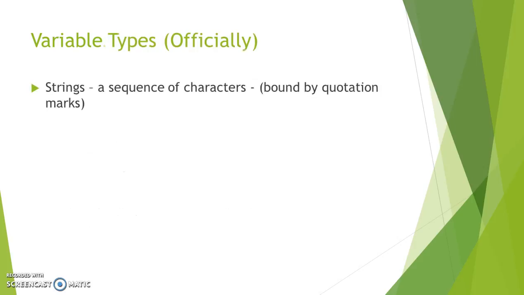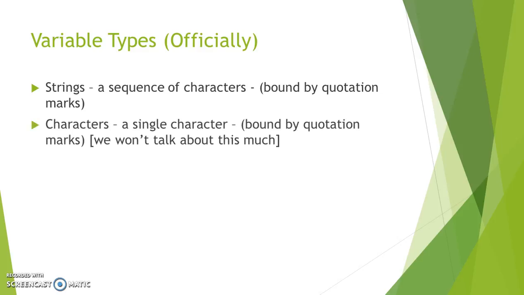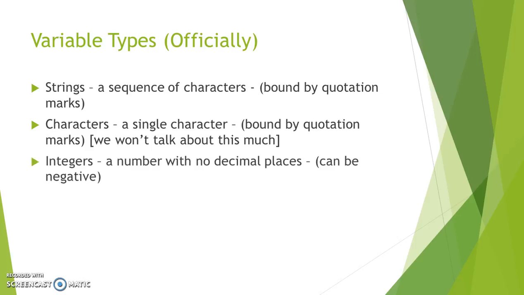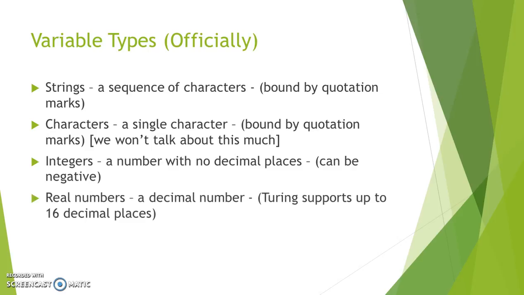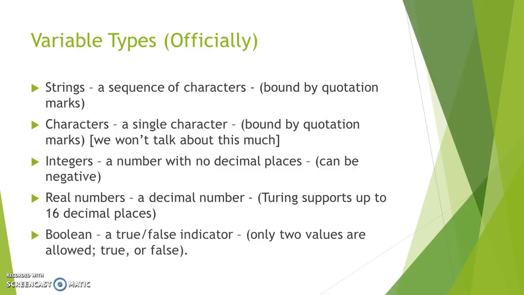Officially, in Turing, we have strings that are a sequence of characters, and they're bound by quotation marks. We have single characters, again bounded by quotation marks, and we won't talk about these that much. We have integers, which just means a number that doesn't have any decimal places. It's worth noting that integers are allowed to be negative under Turing rules. And we can have real numbers. These are numbers that have up to 16 decimal places. We will find that it's very useful to have the idea of a Boolean indicator, a true-false indicator. For this, there's only two values allowed, true or false.